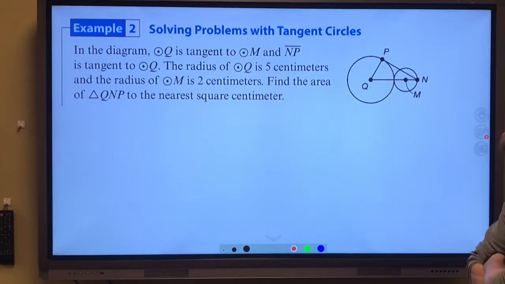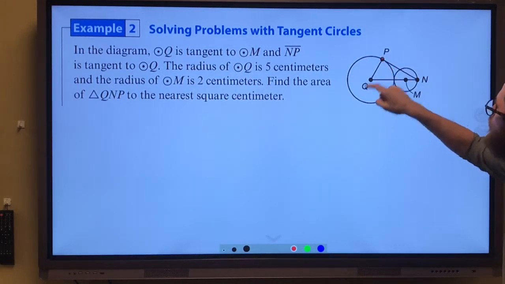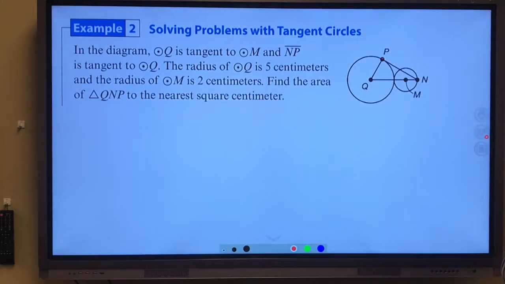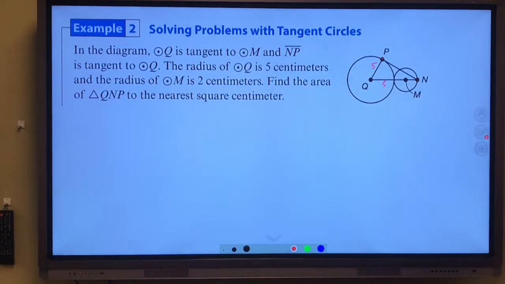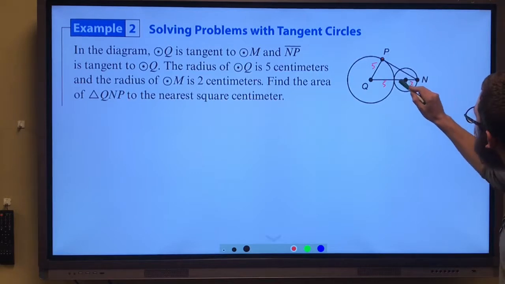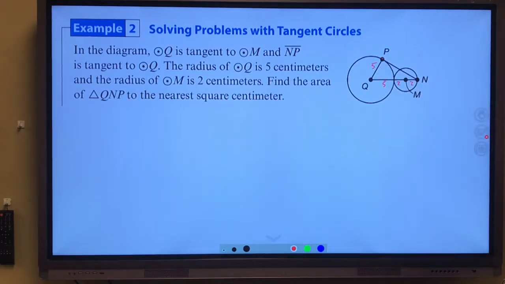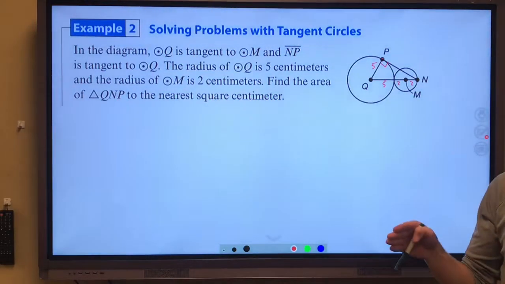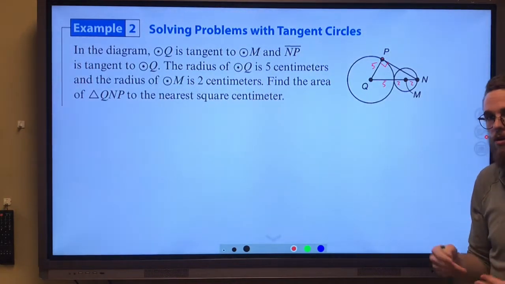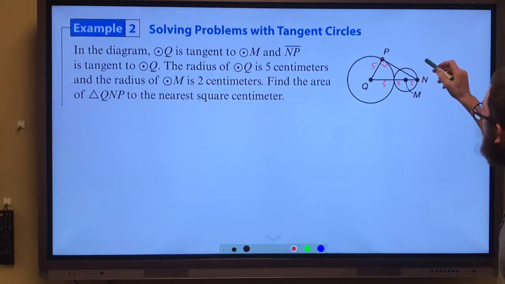In this diagram, circle Q is tangent to circle M, and NP is tangent to circle Q. NP is tangent to circle Q, so P is the point of tangency. The radius of Q is 5 centimeters. The radius of M is 2 centimeters, so that's 2, that's 2. Find the area of triangle QNP to the nearest square centimeter. Well, QNP is a right triangle because our radius is meeting the point of tangency, and so that radius and that tangent form a right angle.